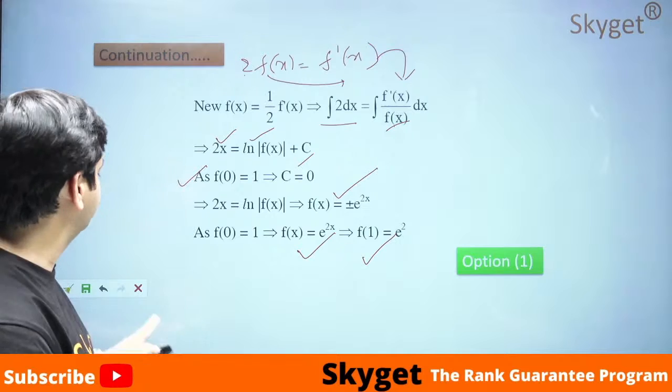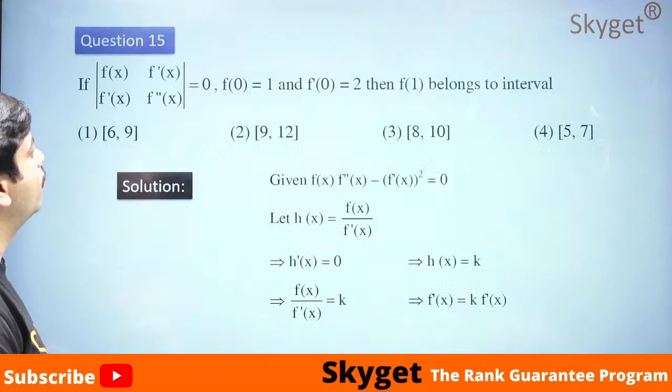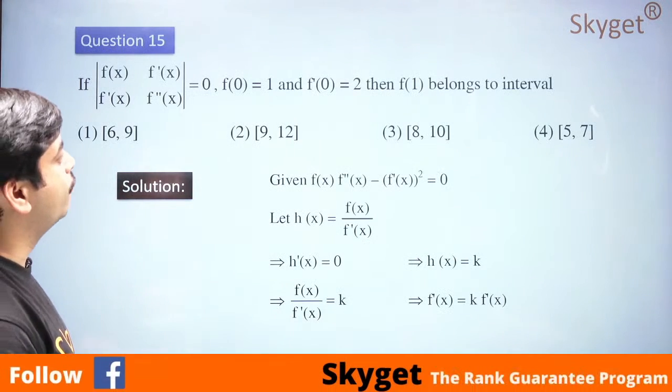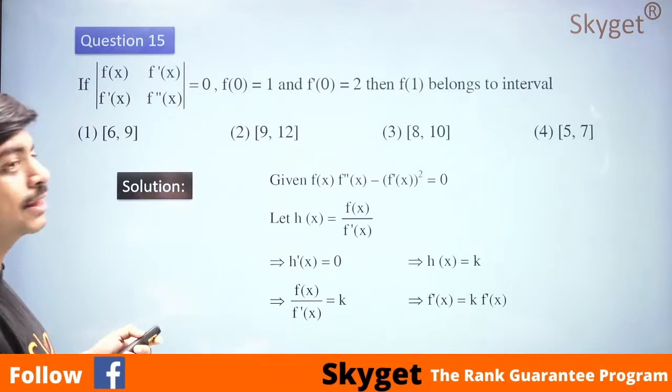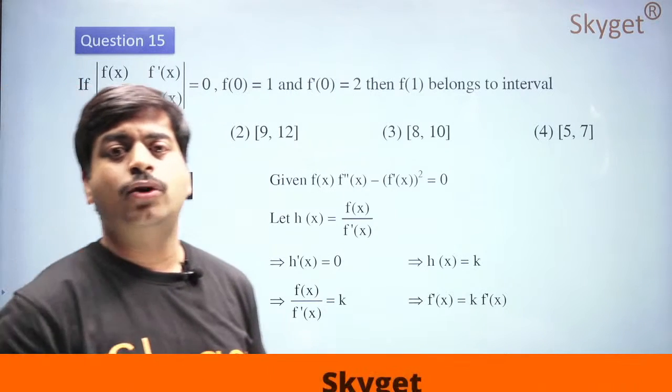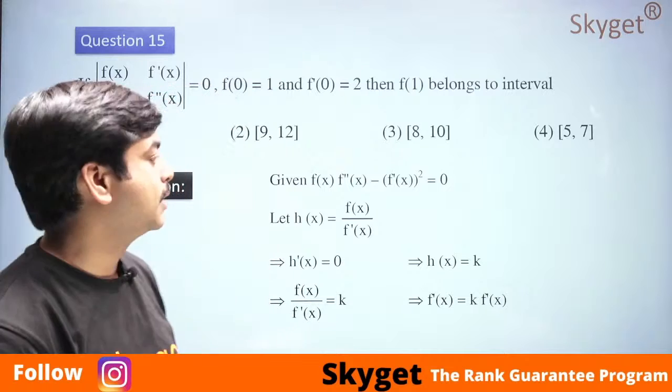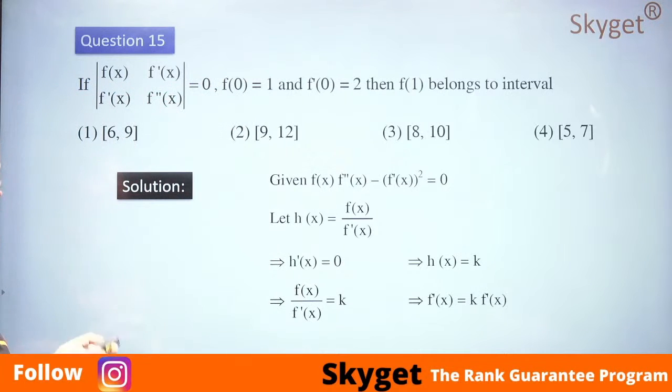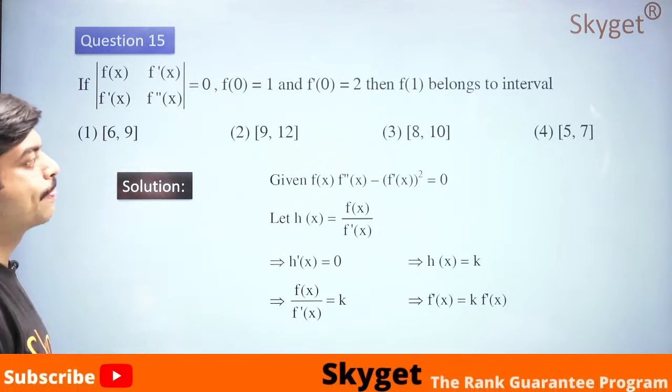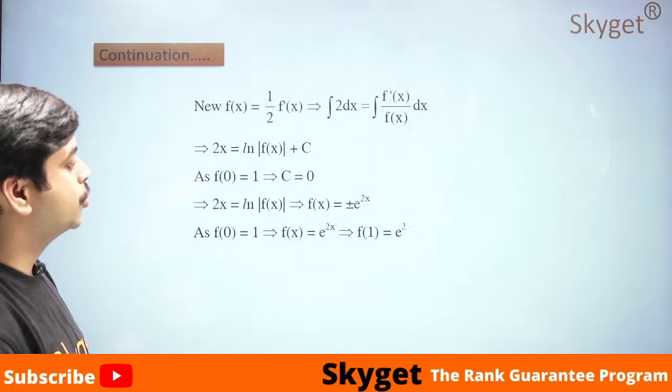So what is option 1? f of 1 is equal to e square. In which interval does e square belong? e is around 2.5, 2.7 something like that, so e square will belong to the first option, between 6 and 9. So let's move forward to the next question. Let's move to number 16.